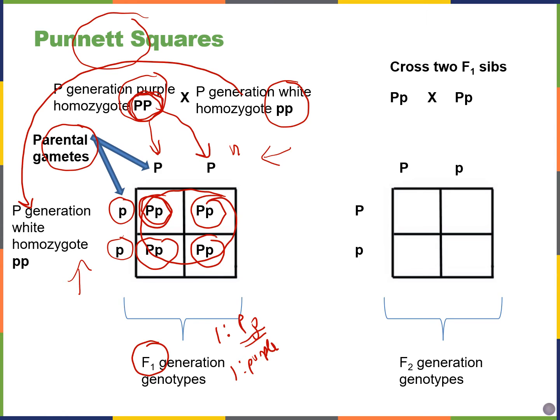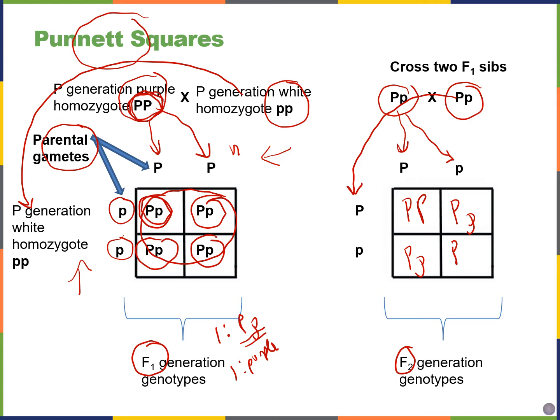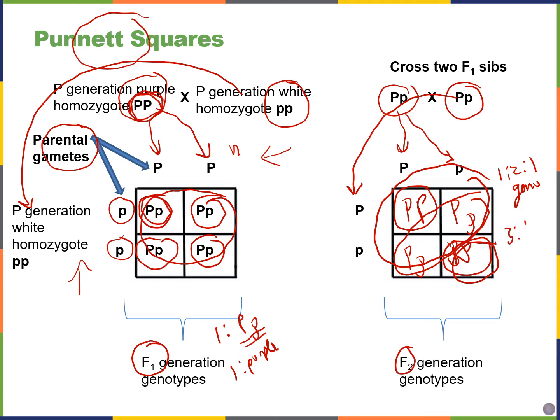If I have a monohybrid cross this time, again, you separate the gametes for one parent on one side of the Punnett square. You do the same thing for the other side of the Punnett square, and then you fill in the genotype in the small boxes. That would give you the next generation. Oops, this is small p, small p. So I can see here I would have a 1 to 2 to 1 genotypic ratio, but a 3 to 1 phenotypic ratio, 3 to 1 purple to white flowers.